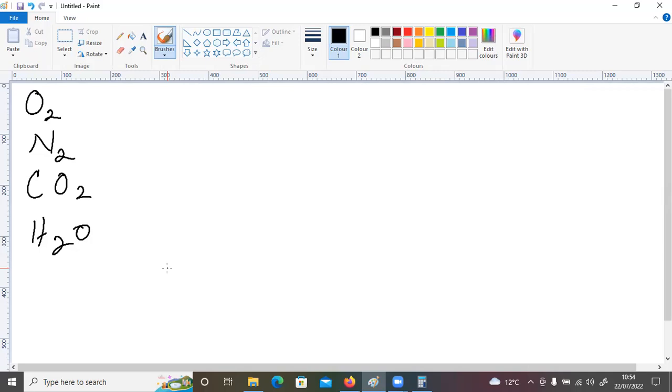Of course, these molecules are made up of atoms of certain elements. So O2 means it is two oxygen atoms combined together. N2 means it is two nitrogen atoms combined together. H2O means it is two atoms of hydrogen combined with one atom of oxygen.